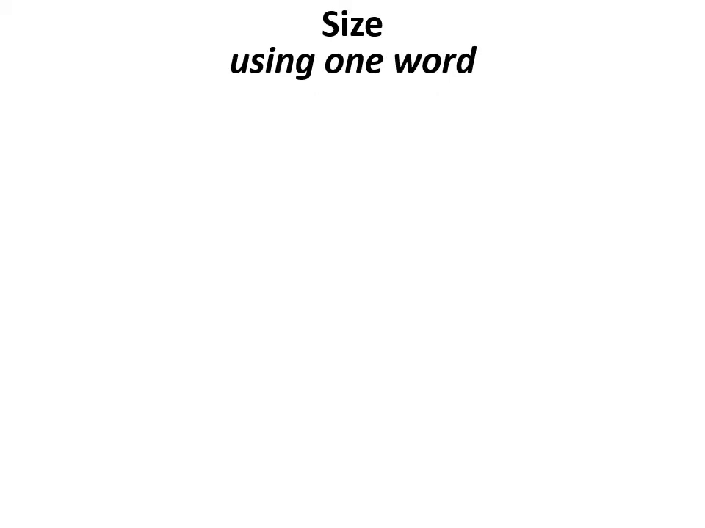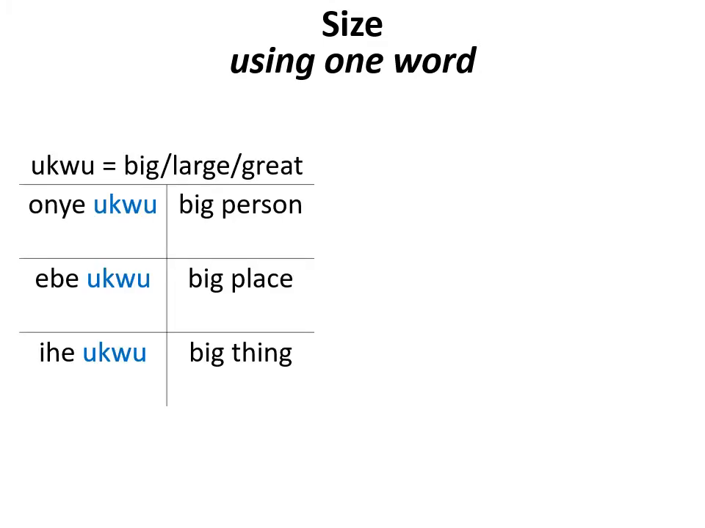Next, let's talk about size. And this is size using just one word, one adjective. The first we'll talk about is ukwu, which is big or large or great. And in class, we were talking about the similarity with ukwu, which means big, large, or great, and ukwu, which is waist. And we also even brought in okwo, but that one uses the o, the dotted u, so that one is a little bit easier to differentiate.